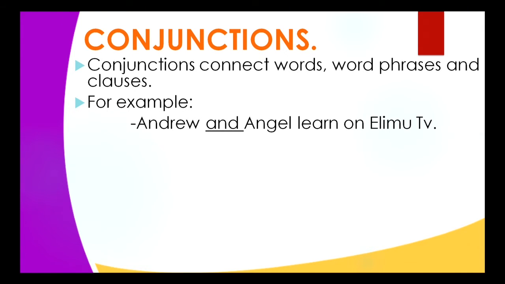Andrew and Angel learn on Elimu TV. If we didn't have the word and, we would possibly say Andrew learns on Elimu TV, and the second sentence would go, Angel too learns on Elimu TV. But if we wanted to join those two sentences, we would use the conjunction and. So we come up with the sentence, Andrew and Angel learn on Elimu TV.